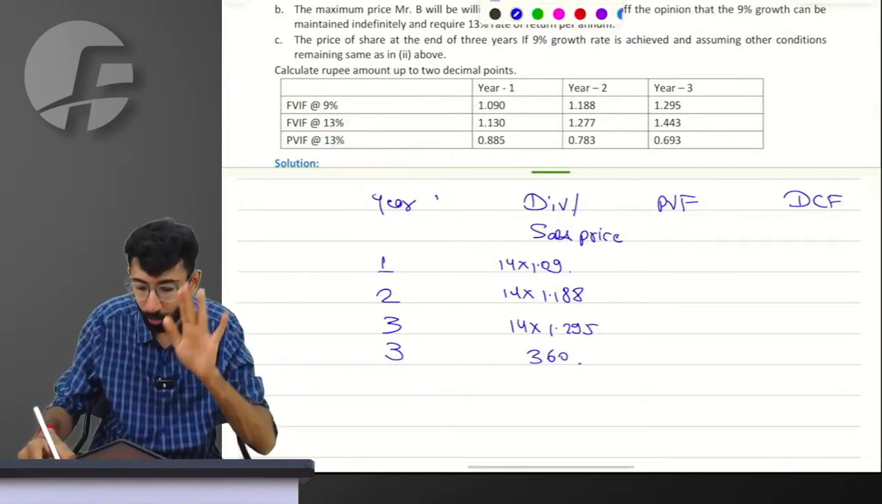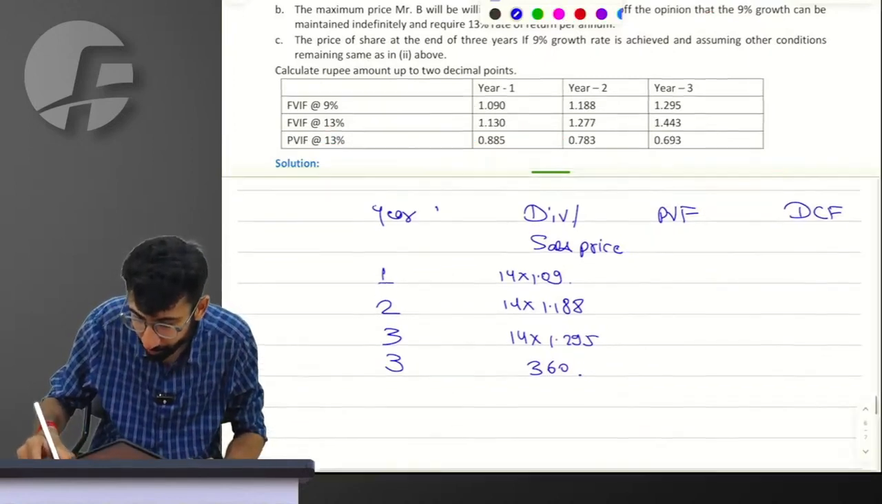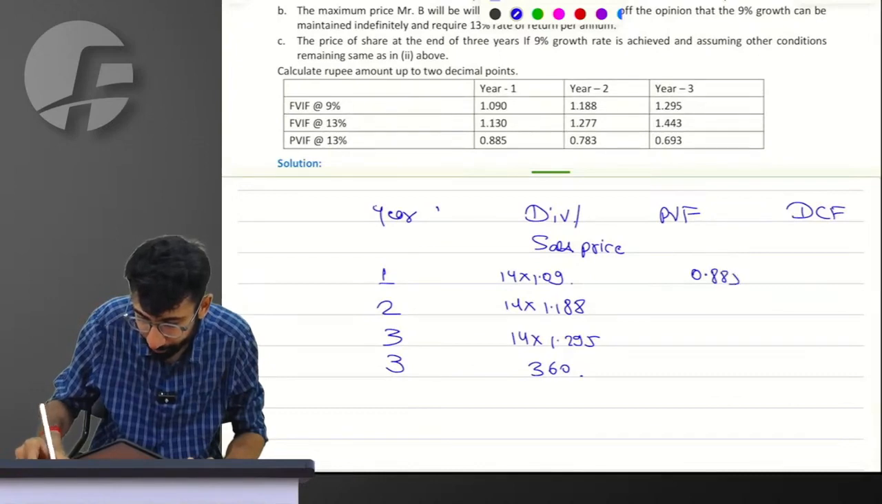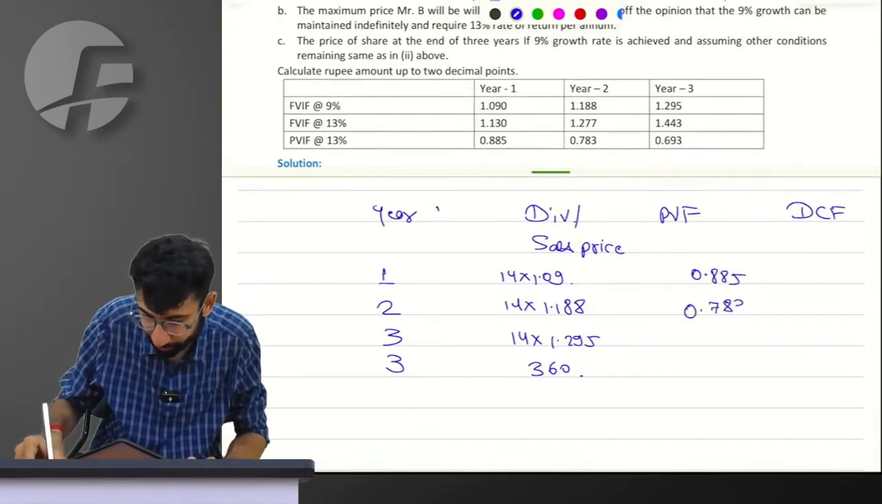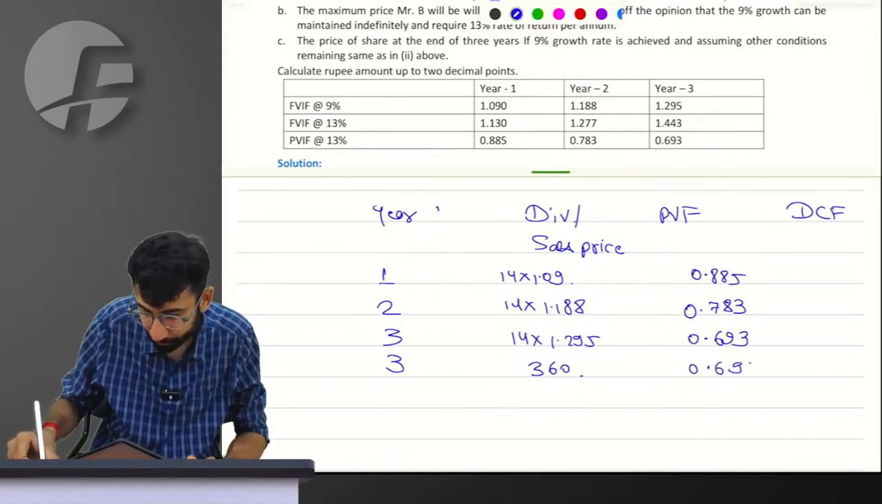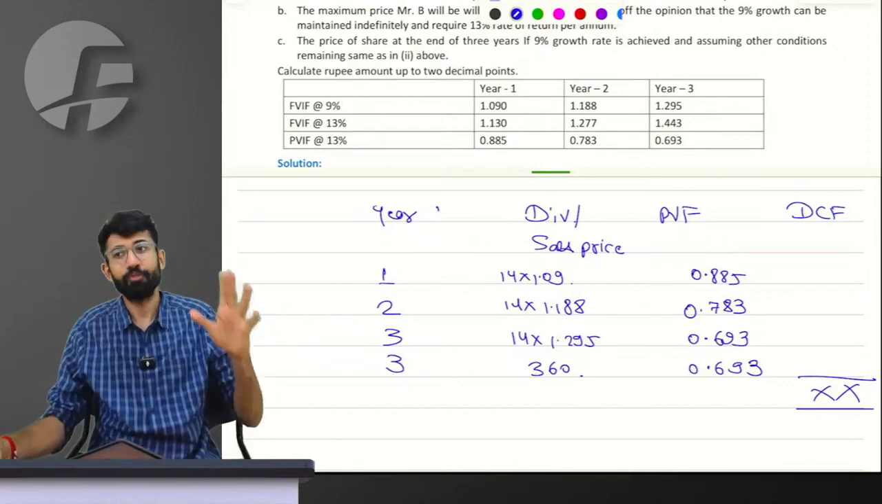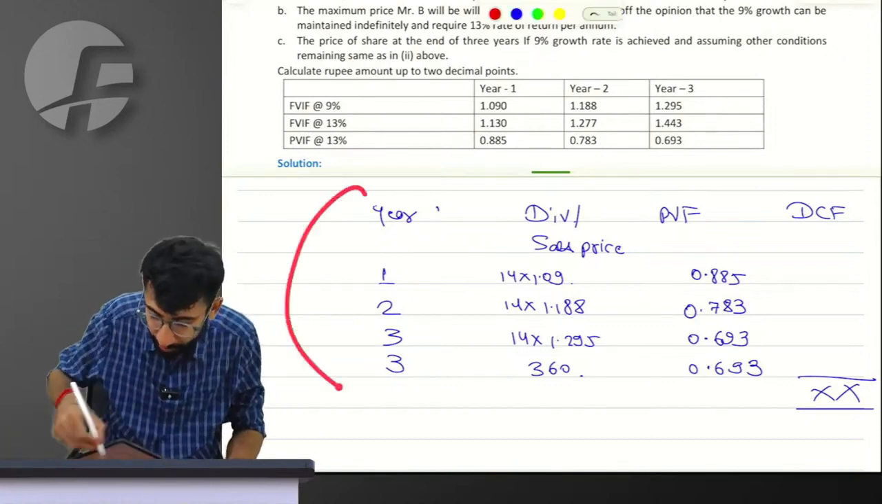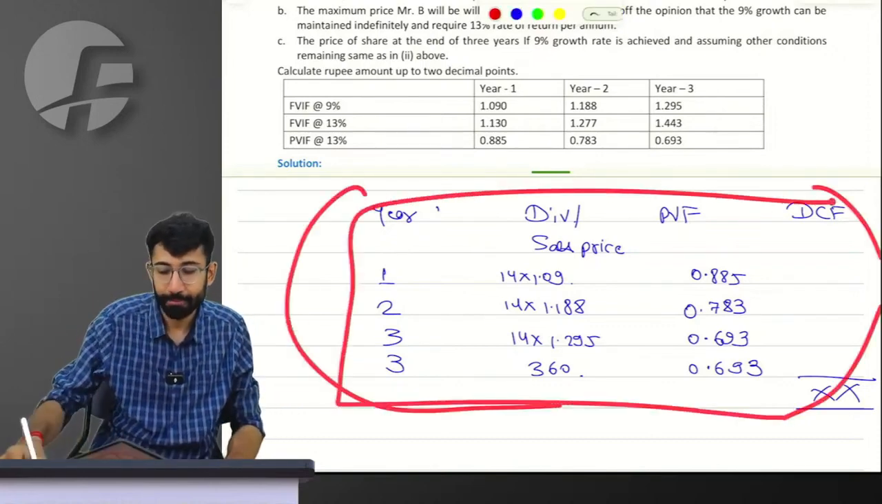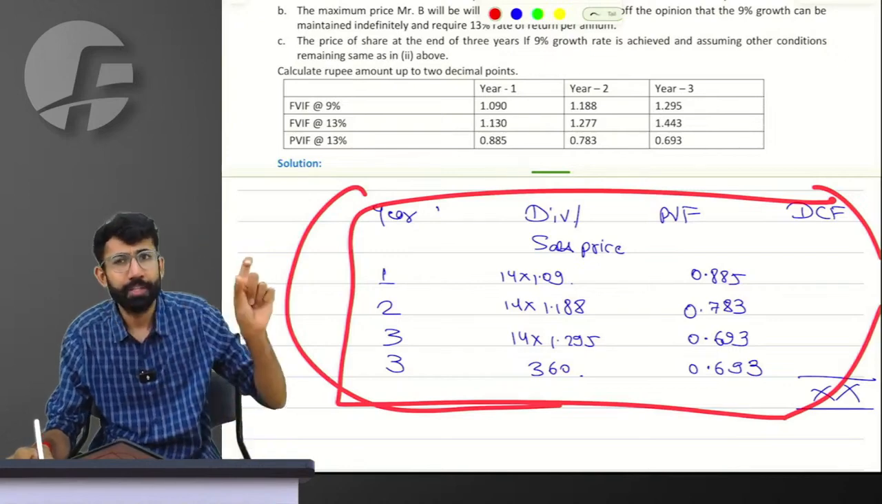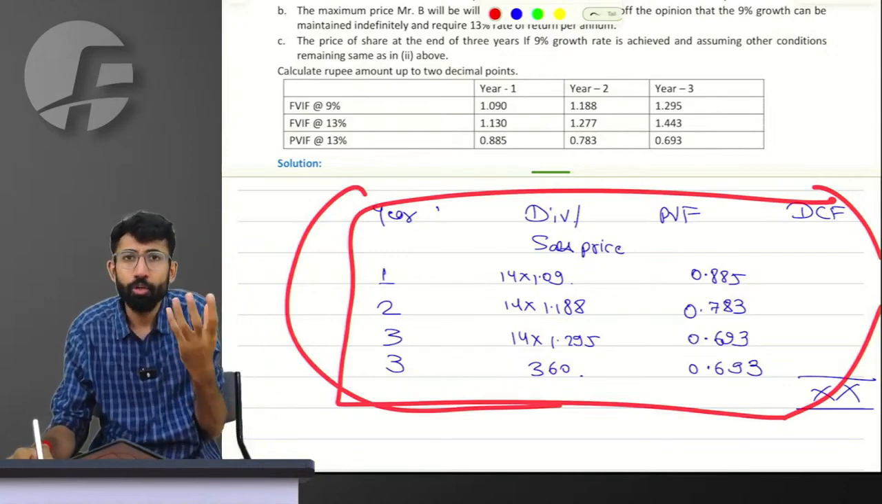Whatever will be the amount of dividends and sales price will have to be multiplied by 0.885, 0.783, 0.693 and 0.693. And once you get the DCF, the sum of the present value of cash flows will be the value of share. This is the tabular way of presenting things. Otherwise, you can present it in an equation, which does not look very good.